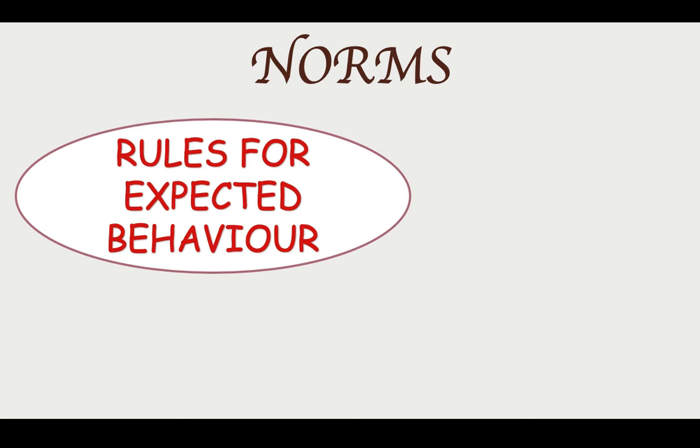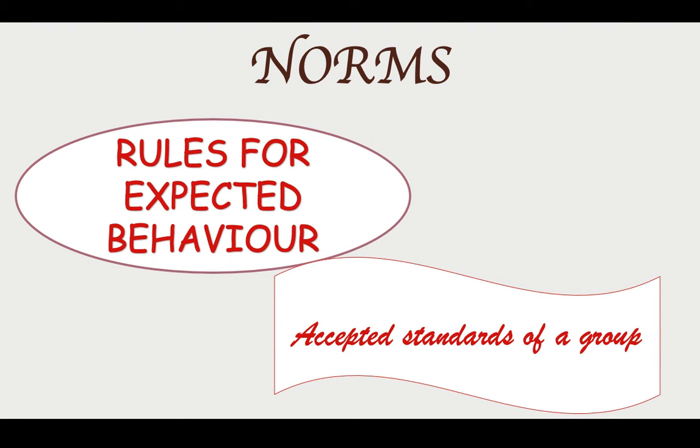Norms are listed-out rules for expected behavior. These suggest what is normally considered tolerable behavior in a group or in a society. Norms are expected standards of behavior of any group. A norm may be something considered to be normal. Some norms are unwritten rules or guidelines of the group.